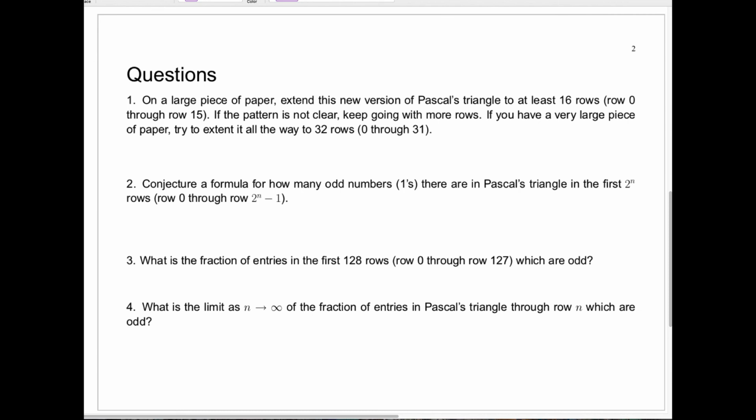Then what I want you to do is figure out, or just make a conjecture, for how many odd numbers, how many ones you have in Pascal's triangle at different stages with different numbers of rows. A good example would be, look at the first 2 to the n rows, row 0 through row 2 to the n minus 1. Let's take a look above.